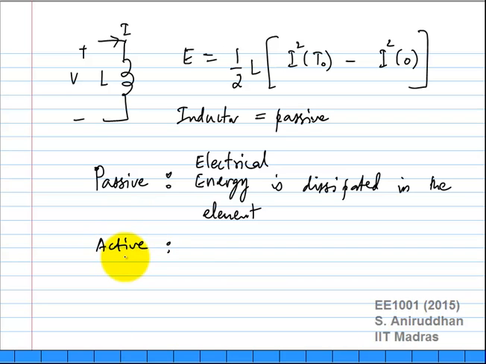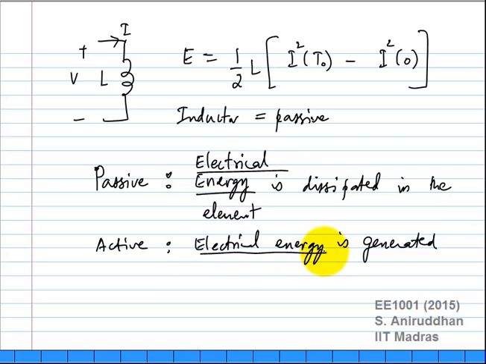An active element is one where electrical energy is generated. Of course, again the same caveat holds. We mean electrical energy is generated, and an example of an active element is a voltage source or a battery. You very clearly know that any battery has stored chemical energy inside it, which is actually converted to electrical energy. So as far as we are concerned, we are dealing only with electrical quantities, so we are interested in whether electrical energy is generated or destroyed, and that is where this definition comes from. Any questions?